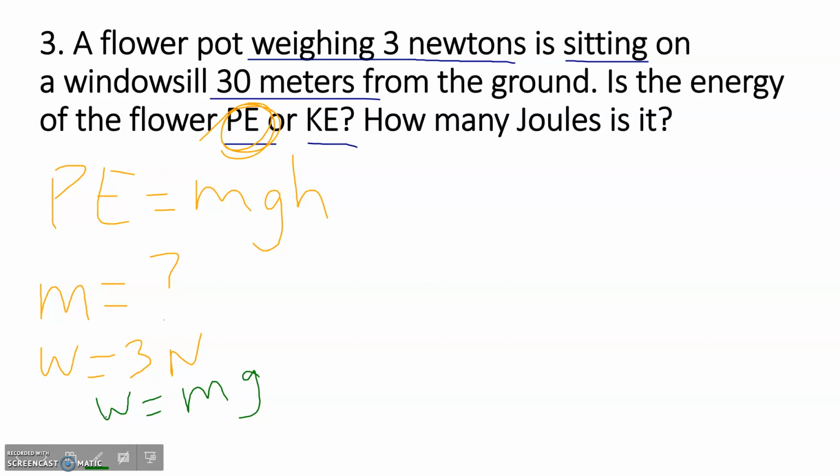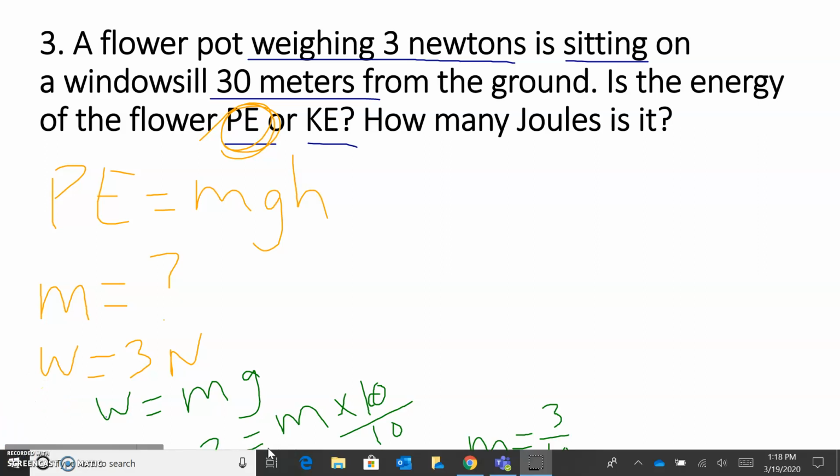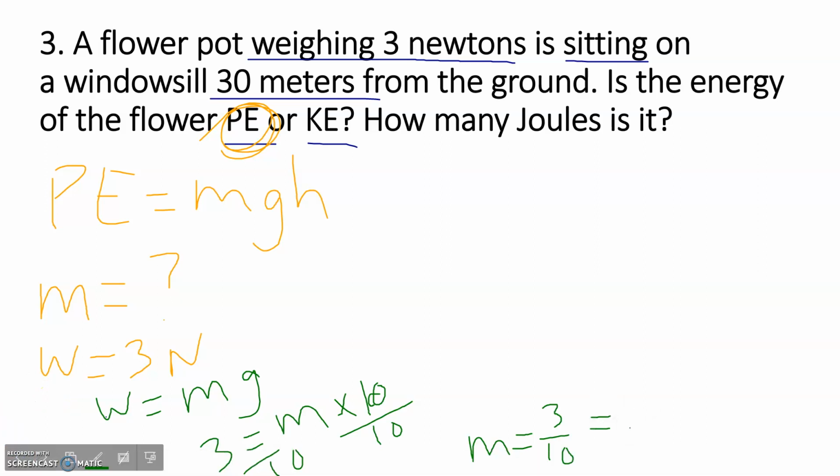So you're going to plug in 3 for the weight equals, well, we're solving for the mass, so you're going to have m times gravity, which is 10. Divide by 10 on each side. So you're going to have mass equals 3 divided by 10. 3 divided by 10 is 0.3, or 3/10, and in kilograms. All right, so now we do know the mass. We know that the mass is 0.3 kilograms.